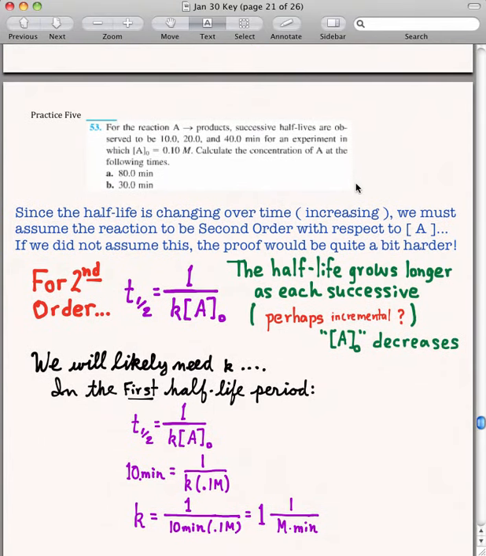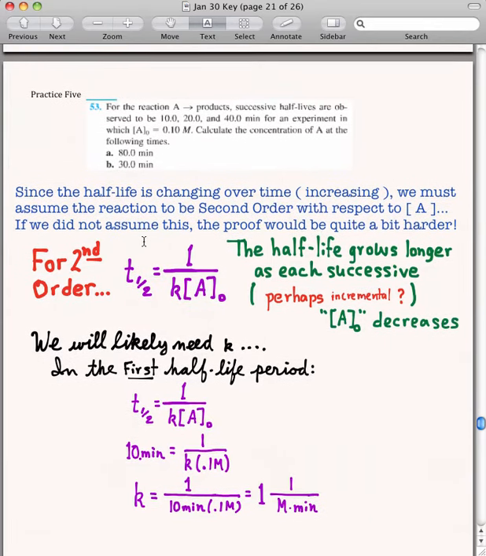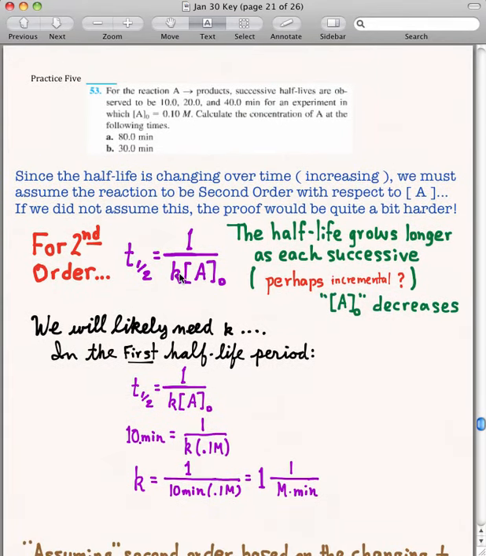All right, this one talks about a second order. The half-life here went from 10 in the beginning to 20 to 40. For increasing half-lives, I know it can't be first order. And I assumed it was second order, although it wouldn't have to be, but it would be much more complicated if it were third order or some kind of bizarro fractional order that we might see in a catalytic condition. But anyway, if it's second order, then I'll just take the half-life equation for second order.